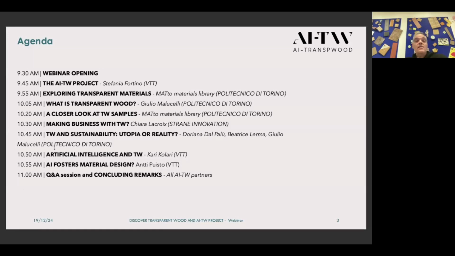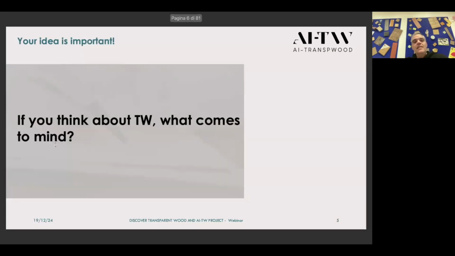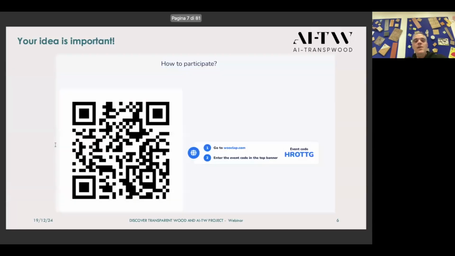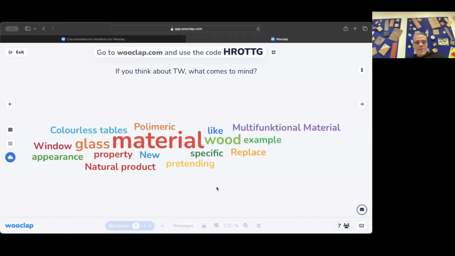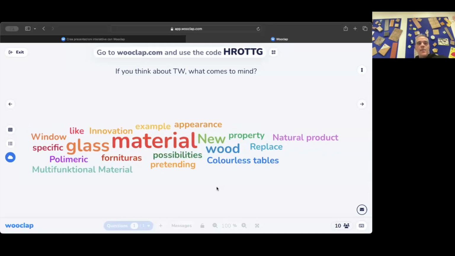And we can start with a first interaction. We would like to know what comes to your mind when you think about transparent wood. Maybe you have already heard about this noun, and just scan the QR code you see here. Okay, let's see what comes to your mind when you think about the transparent wood.